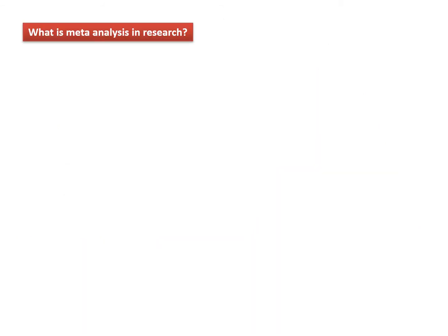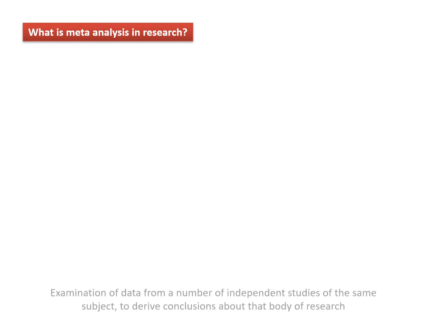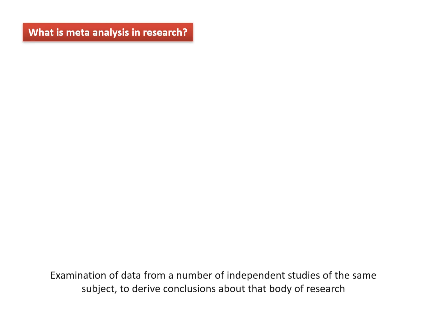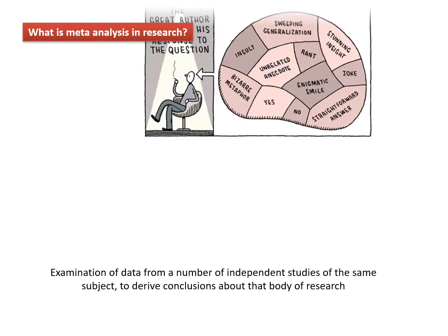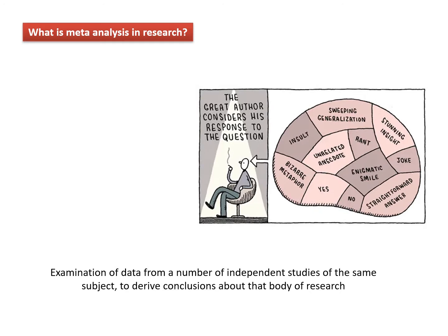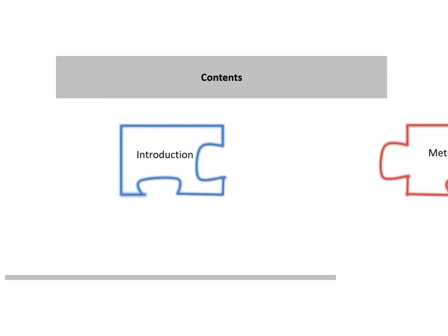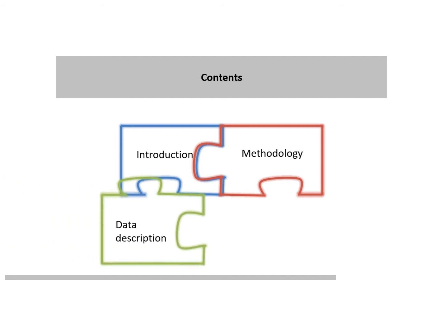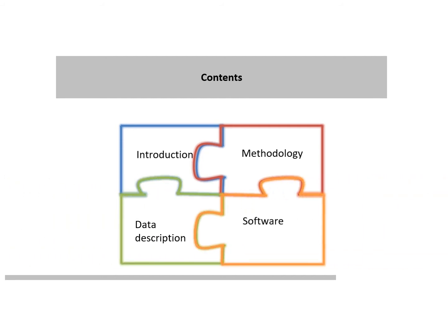What is meta-analysis in research? Examination of data from a number of independent studies of the same subject to derive conclusions about that body of research. This analysis can increase the precision of estimates of treatment effects. Thus, a meta-analysis of randomized controlled trials is considered the most valuable when testing for causality. The content of this presentation is based on 4 sections: Introduction, Methodology, Data Description, and finally the software.